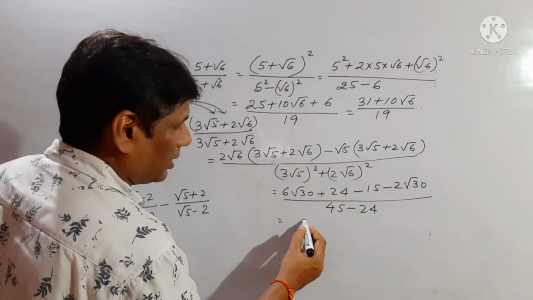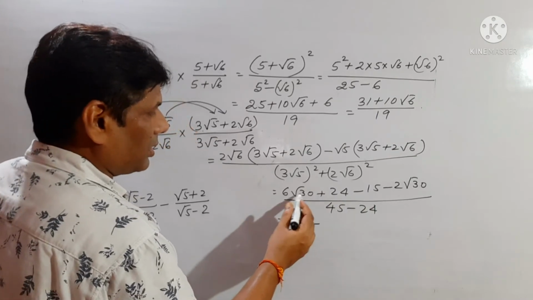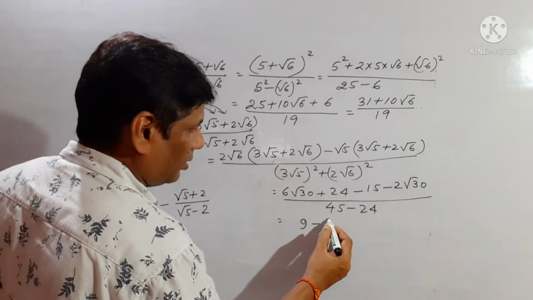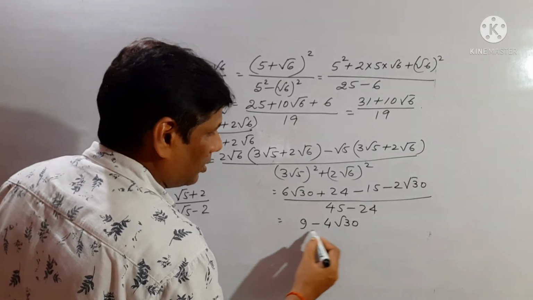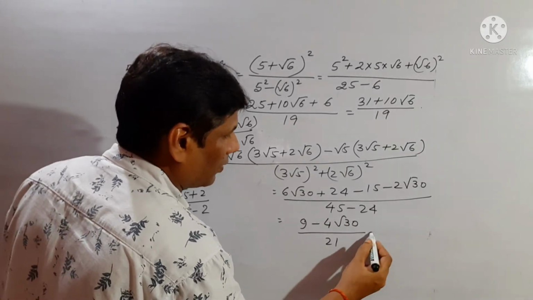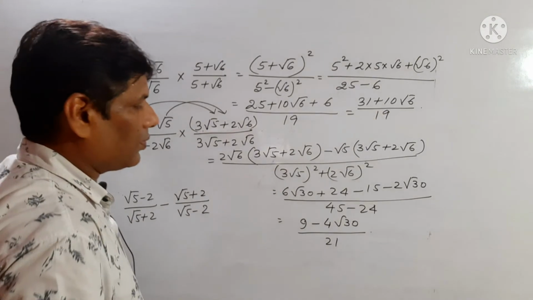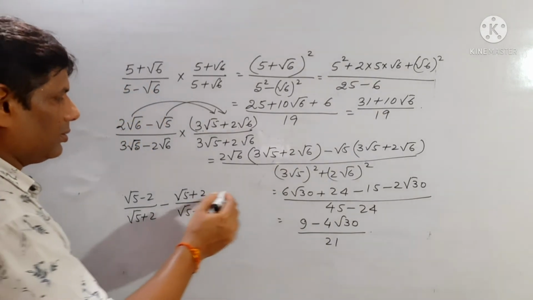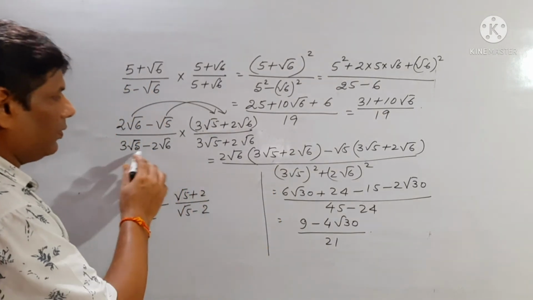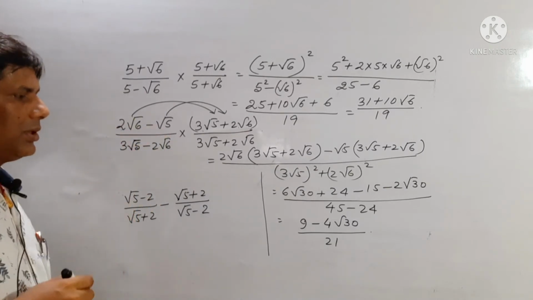Now finally we write the answer. 24 minus 15 is 9. 6 root 30 minus 2 root 30, 4 root 30, divided by 21. So 9 minus 4 root 30 divided by 21 is the result of this question.